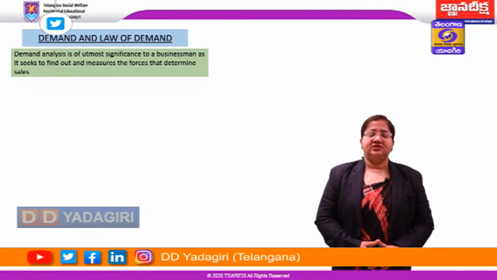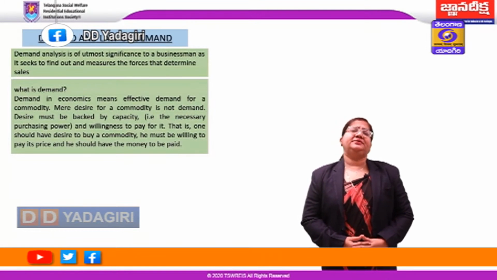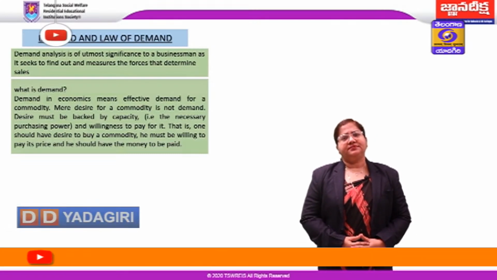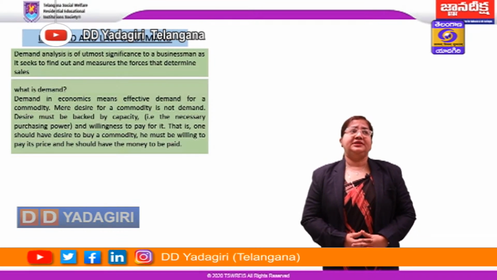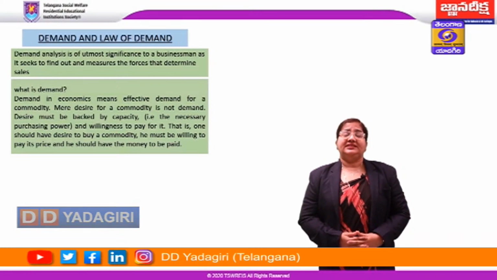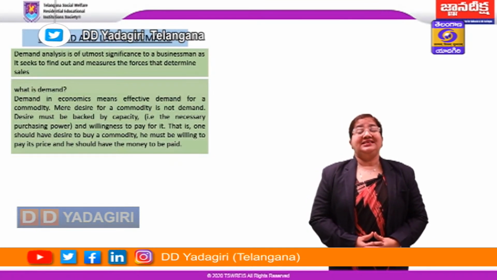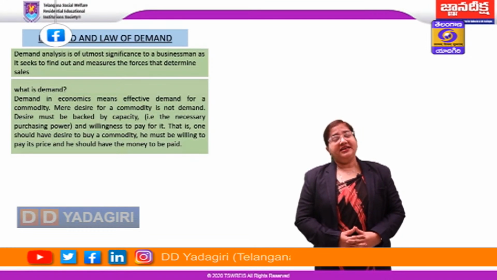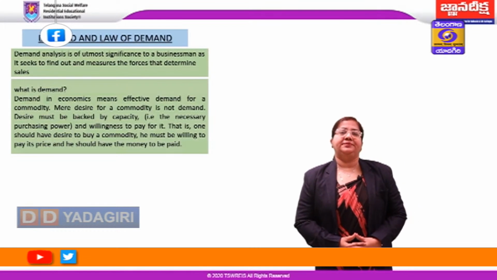Let me first explain what is demand. If you ask a layman what is demand, he says desire for the commodity or need for the commodity. Is this called demand? From the economist's point of view, the demand has to follow three important conditions. In economics, demand means effective demand. Demand must be backed by three more conditions to be fulfilled.